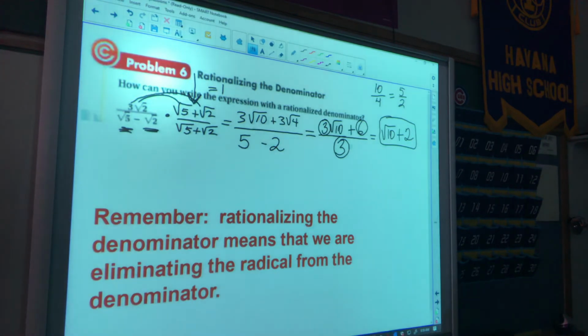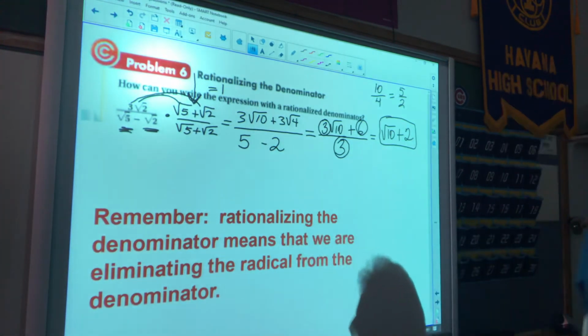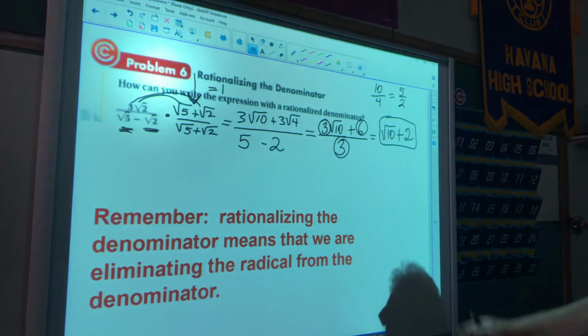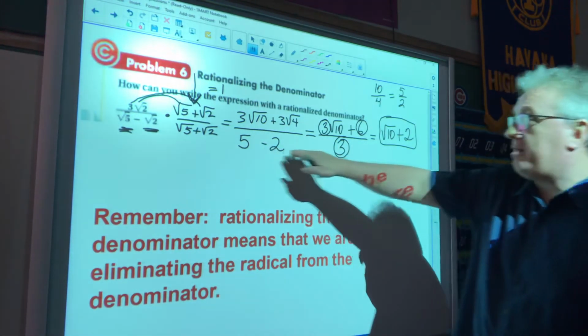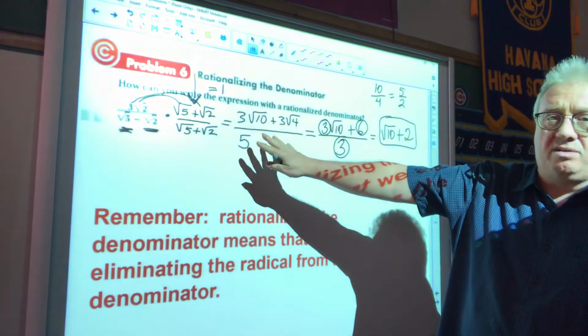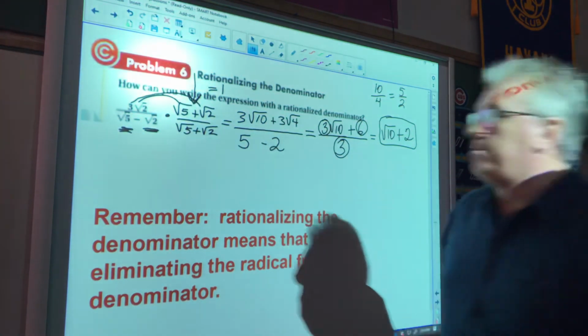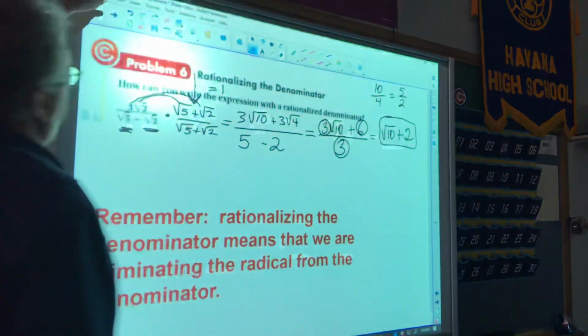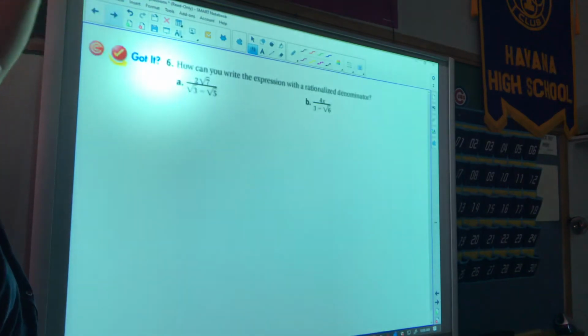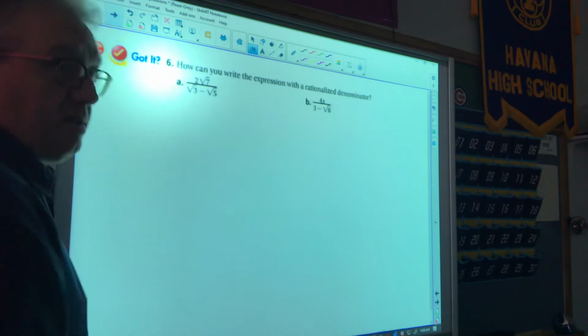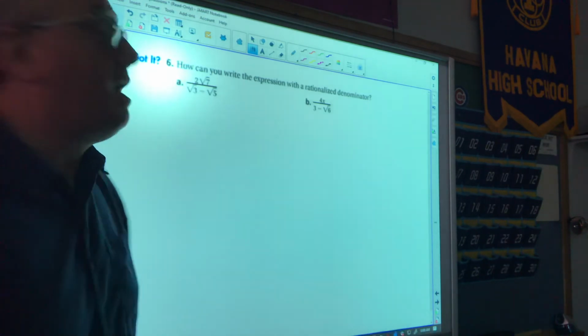Okay? Now, remember, rationalizing the denominator means that we are eliminating the radical from the denominator. So if you still end up with a radical in the denominator, you've done something wrong somewhere. Because that defeats the whole purpose of rationalizing in the first place. All right, let's do one more example here. I think is all we have time for.